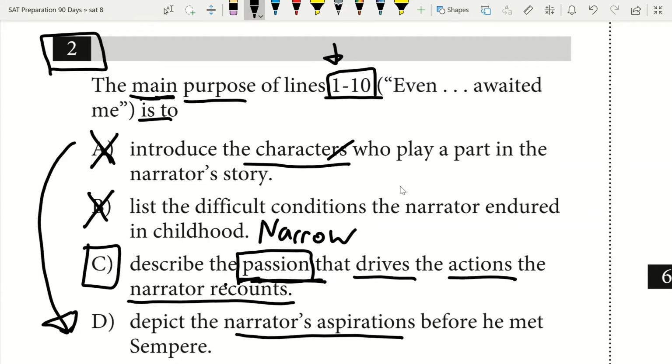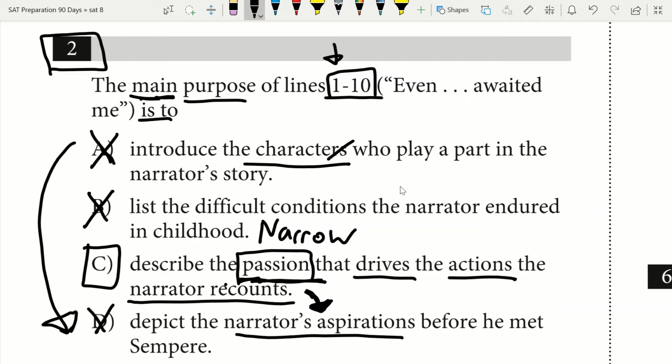Now, it's not really talking about his aspirations, right? It's just talking about how he's really driven and really passionate about reading. While that may seem to some people like an aspiration, an aspiration would really be more like something he dreams about doing, okay? In this case, we're just describing how he's escaping from his world and how he's passionate about reading because it's providing him this outlet, okay? So option D would be incorrect.